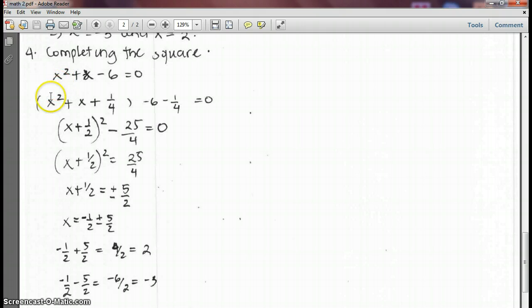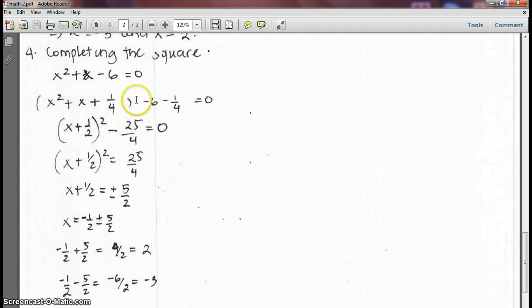So how do I get this number here? I take the coefficient of x, or b, divide by 2. So I have 1/2, and then you square it. Since you're adding 1/4 here, you subtract it here too, so you're not changing anything in the equation, because you have 1/4 minus 1/4, which gives you 0, and you just have your basic x squared plus x minus 6. So this is a perfect square.